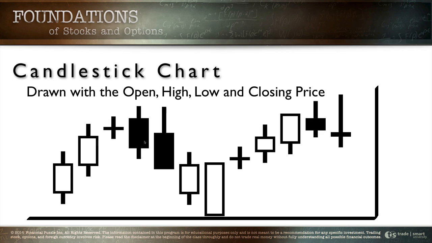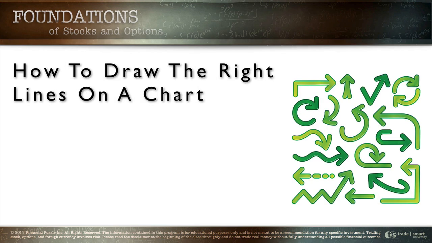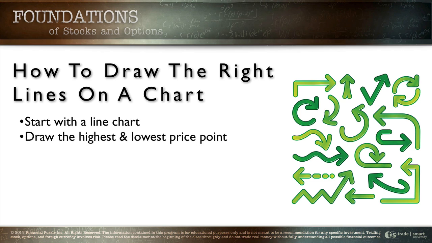All right. Now, with that as a quick refresher, how do we start drawing the right lines on the chart so that, Chris, you can go identify support and resistance, and you can go identify some channels? Well, here's how we do it. We start with a line chart. Remember, the line chart's the most basic chart. It's the one that simply draws the line connecting the closing prices. Next, we're going to draw a line at the highest point on the chart and the lowest point on the chart. The highest point and the lowest point. I call that framing your chart.